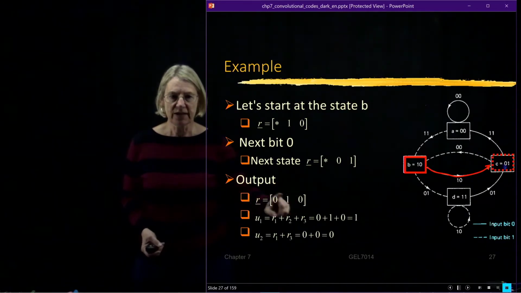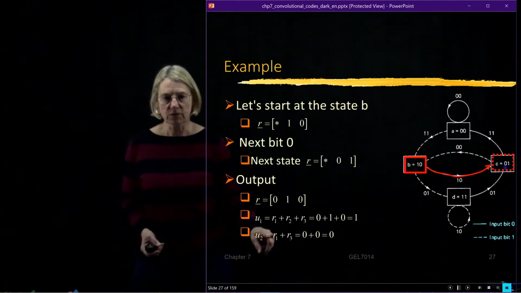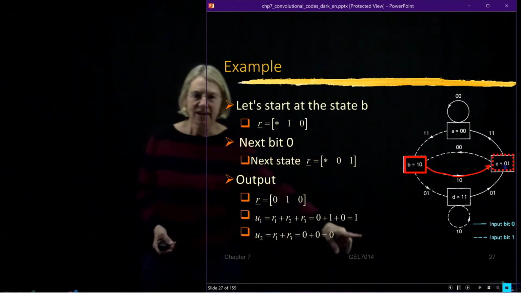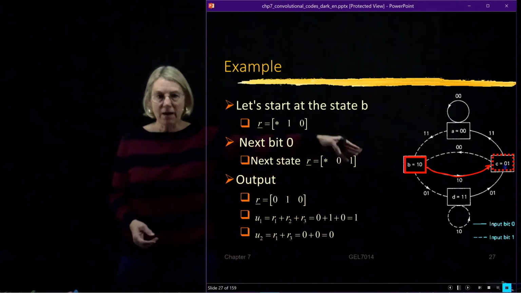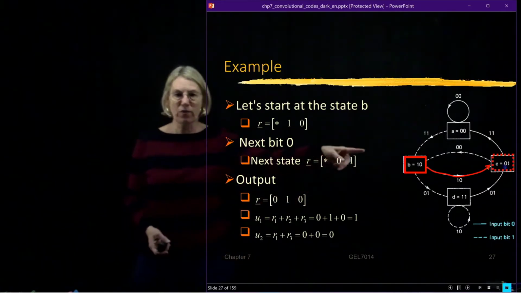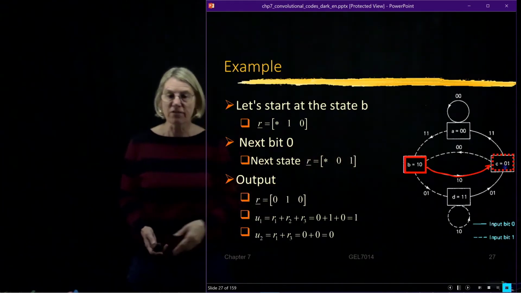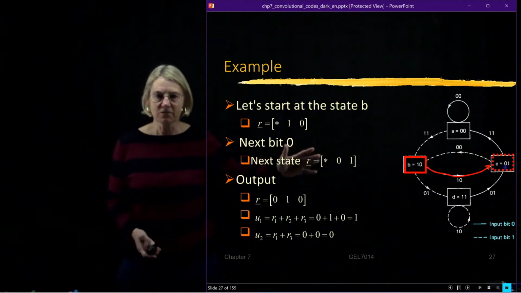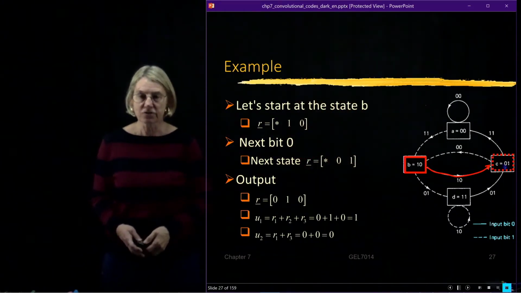1, 2, and 3, added them up, and I got a 1. And for the second code bit, I took register 1 and register 3, these two zeros, and that gave me a 0. So again, this is how I populated that. But instead of doing the calculation every time, I just know whenever I go from B to C, that outputs a 1, 0. So I don't have to go through all the math. I just need this register, this finite state machine representation in order to do the encoding. So it's less complex.